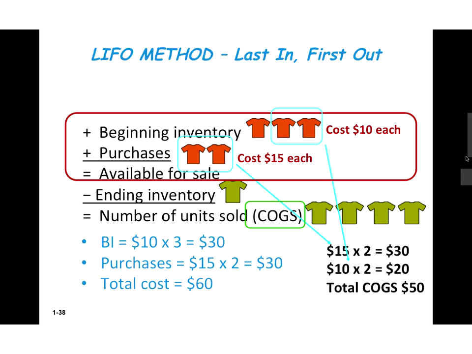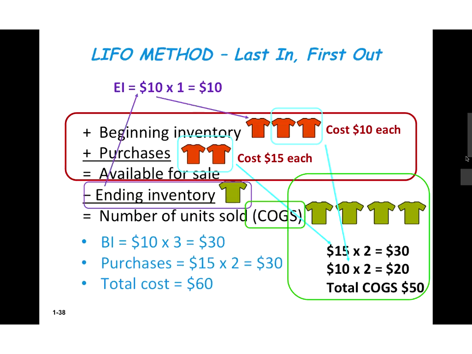So again, LIFO, we're saying last in, first out means we're selling our newest items. Our newest items are purchases. We use up all of those. We have to go back and grab 2 from beginning inventory. So total cost of goods sold $50. Ending inventory, that 1 t-shirt under LIFO, if our most recent goods are sold first, our ending inventory has to be our earliest beginning inventory. Okay, so we have $10 for ending inventory under LIFO. We have $50 for cost of goods sold. Combined, it's $60, which equals our beginning inventory plus our purchases.